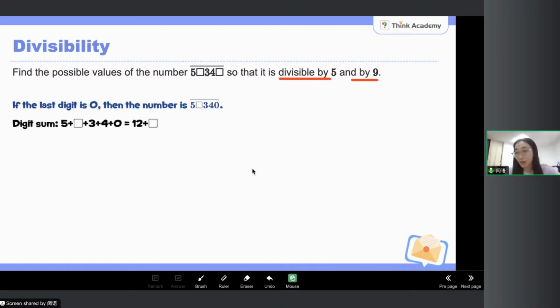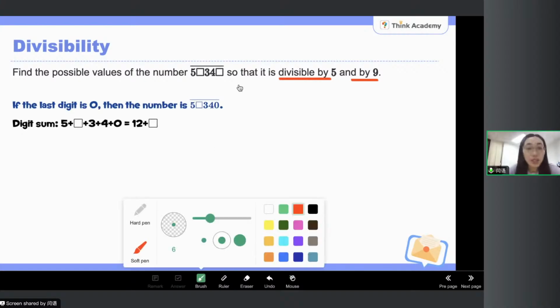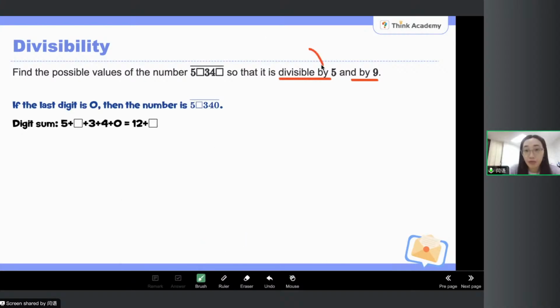Okay, good. 5. Why? Because for the divisibility of 5, we only need to check the last digit, right? For the last digit, pay attention. We only have 2 choices. When a number is divisible by 5, the last digit is either 0 or 5. So now, let's check one by one.